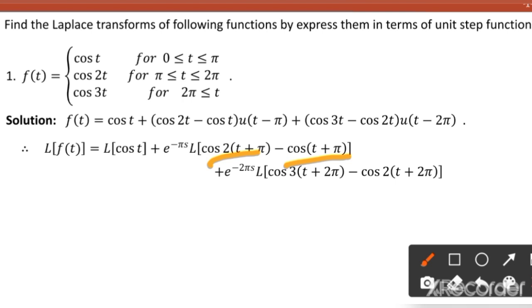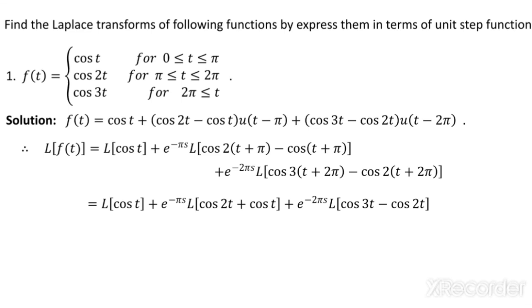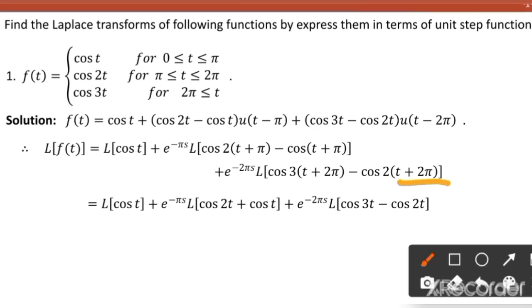180 plus means the third quadrant. The ASTC rule says tan and cot are positive, cos is negative, so I have minus cos t. So I get the Laplace transform of cos 2t plus cos t. Similar work for the last term, cos of 3t plus 6 pi. 6 pi means 3 full rotations, so I have again cos 3t minus cos 2t plus 4 pi, where 4 pi means again 2 full rotations, so that's why it is back to cos 2t.